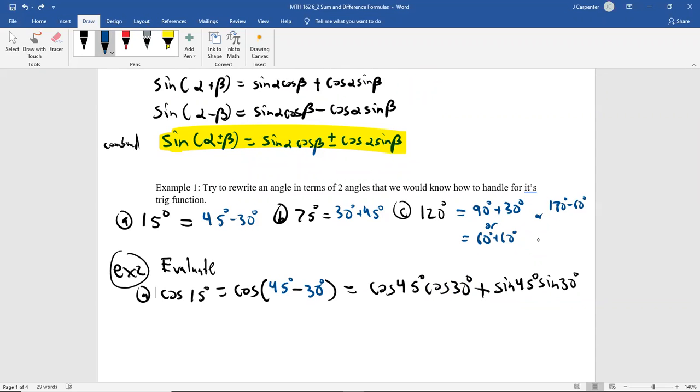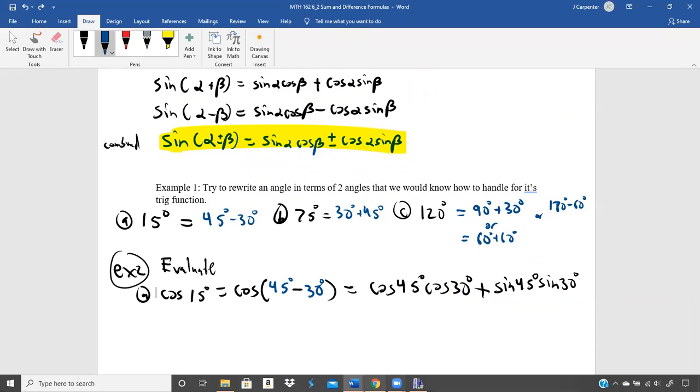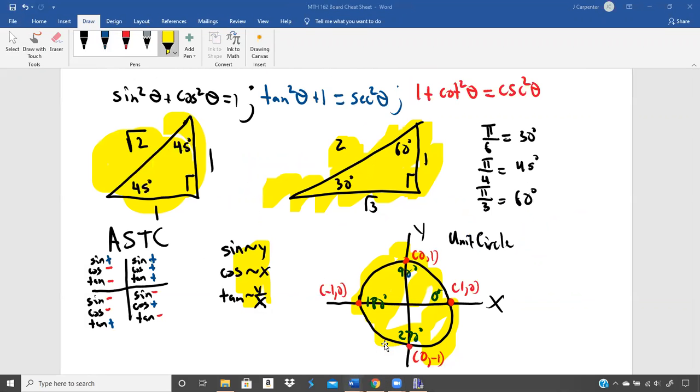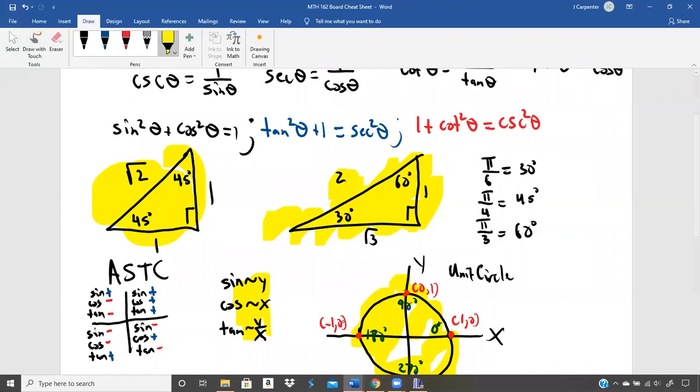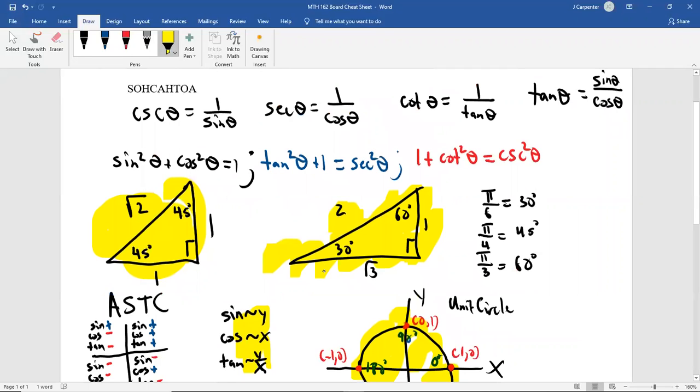Well, anytime you're dealing with 45s, it's going to be the 1, 1, square root of 2 triangle. The one on the left. So the cosine of 45 degrees, remember SOHCAHTOA. Cosine's adjacent over hypotenuse, so the 1 here over the square root of 2. So cosine is 1 over square root of 2 for 45.